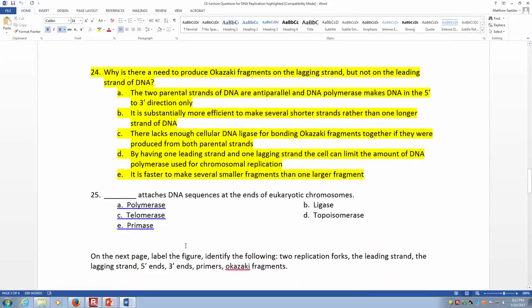Okay. Number 24, why is there a need to... Okay, so Okazaki fragments. So I told you that the lagging strand you have to build in fragments. The name for those fragments, they're called Okazaki fragments, and that just comes from the guy who discovered them. His name was Okazaki. And so they're basically asking you, why is there a need to produce one strand in a series of fragments versus the other strand as one continuous strand? So why do you have to build them differently is what it's asking.